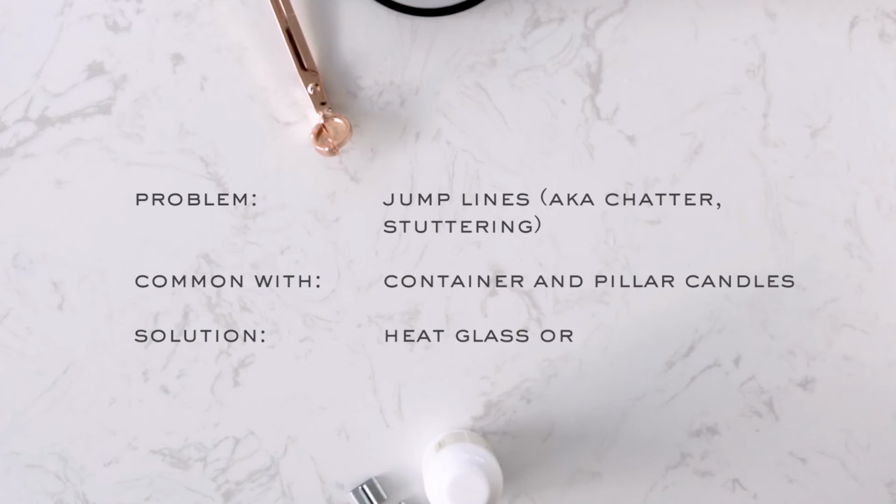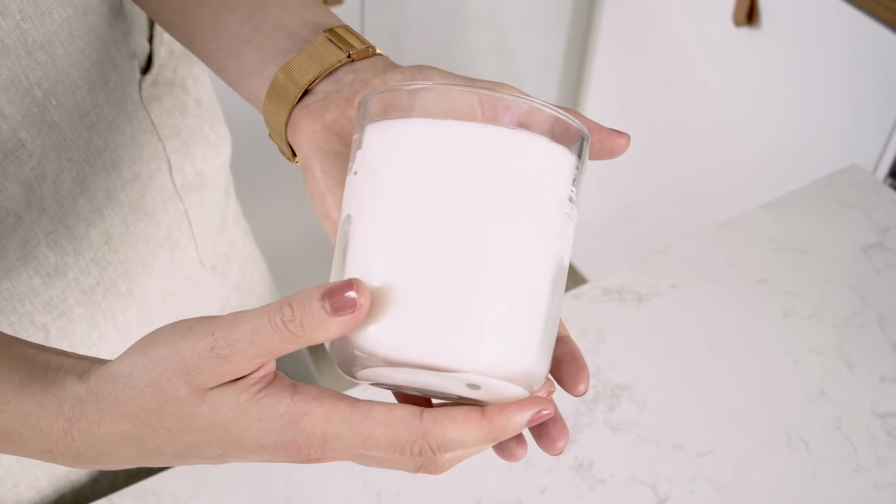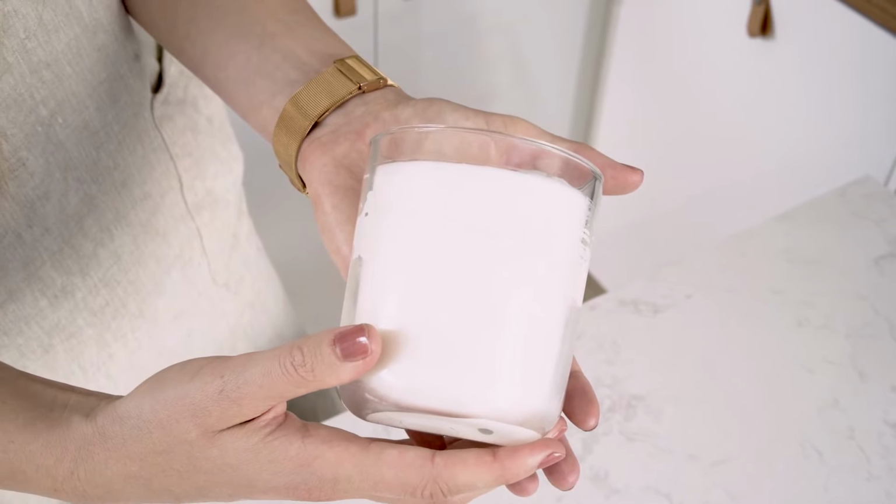Next, jump lines. Also known as chatter and stuttering, these are the unintended horizontal lines or rings around the sides of either a container or a pillar candle. To prevent jump lines, try heating your glass if you're in a cooler environment or pouring your wax at a lower temperature.